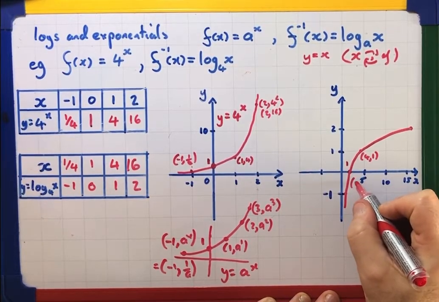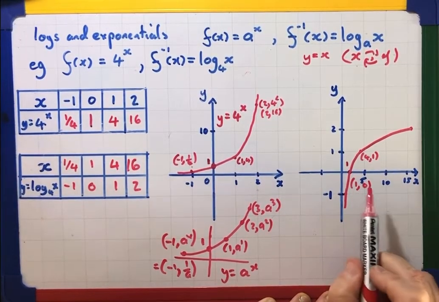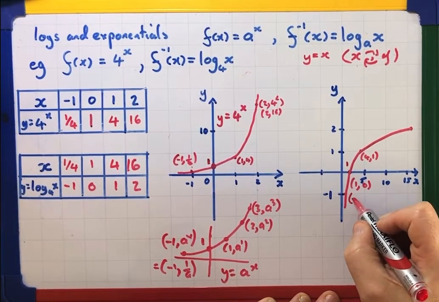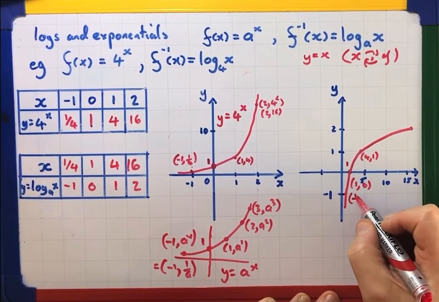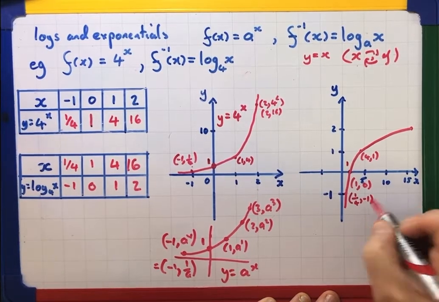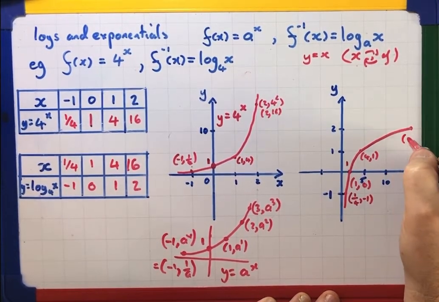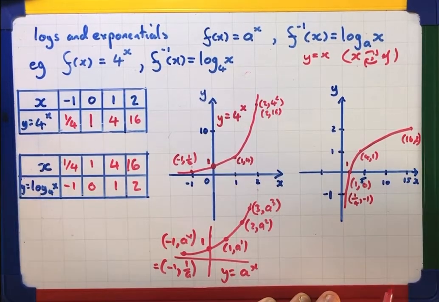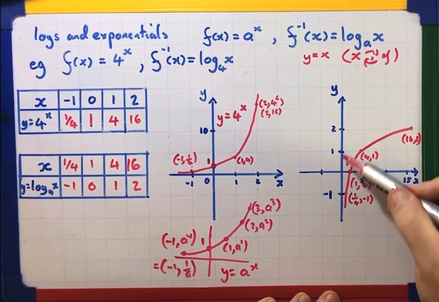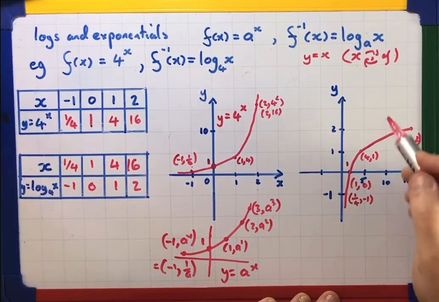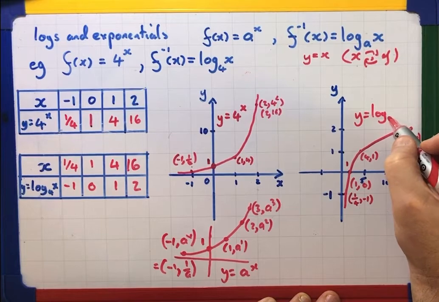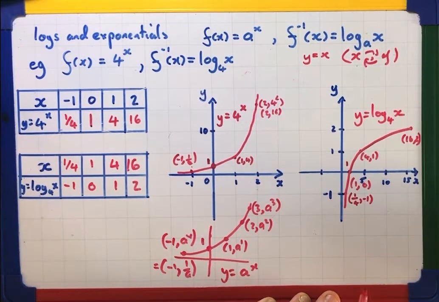Remember, it always goes through (0, 1), and that would have been (1/4, -1). And the last point over here was (16, 2), because it's 4 squared. Okay, so that's what the log graph would look like. That would be y equals log to the base 4 of x. Okay, always goes through 1.